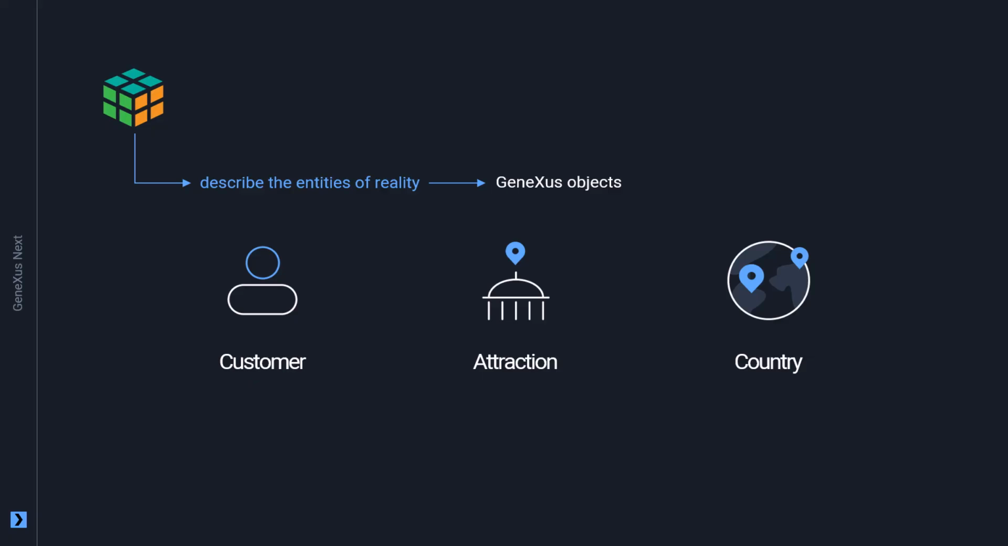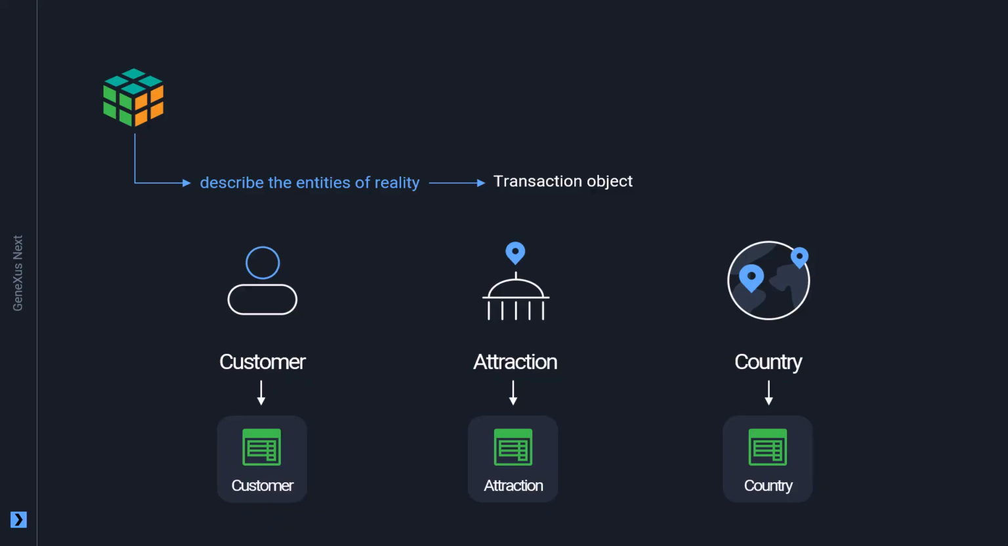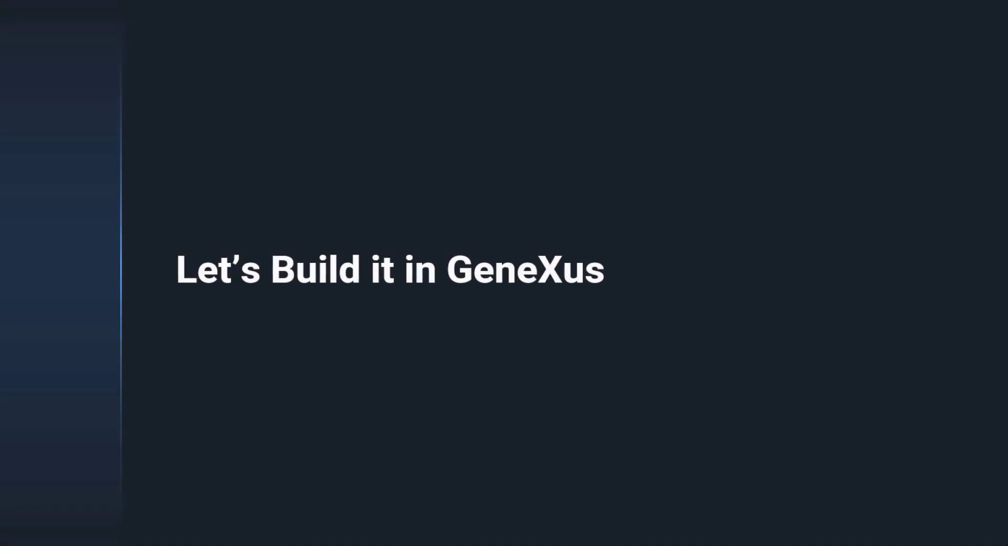For each identified entity of reality, we will create a GeneXus object of transaction type. The first GeneXus objects defined in a knowledge base are transactions, since they are the ones that allow us to describe the entities or actors of reality. Let's go to GeneXus to do it.